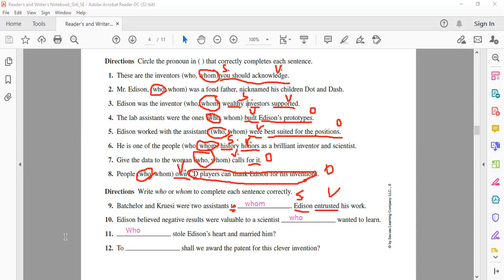Number 12, Watin. To whom shall we award the patent? Amazing job. Why did you put whom, not who? Because we missed the object. We have a subject and also a preposition, right? We said if we have prepositions, then immediately we have to put the object whom.